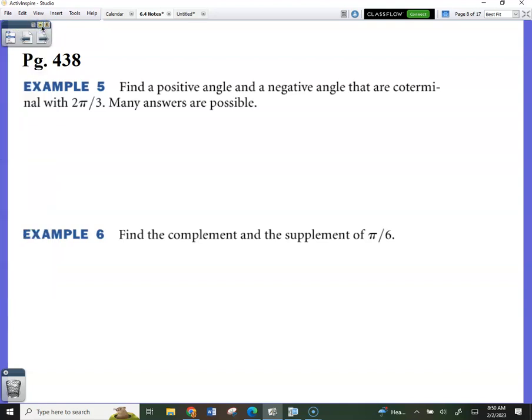All right. So let's make a note. The very first question says, find a positive angle and a negative angle that is coterminal with 2 pi over 3. Just say many answers are possible. Let's take some notes. So instead of adding or subtracting 360 degrees, we are adding or subtracting what? What's the equivalent to 360? 2 pi.